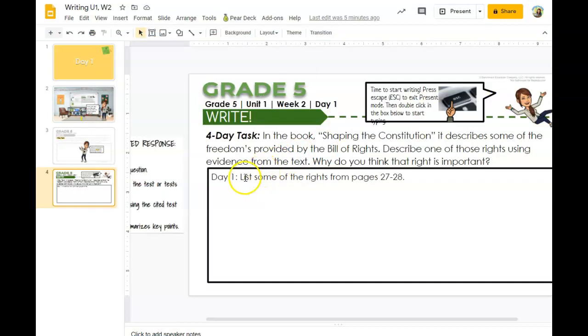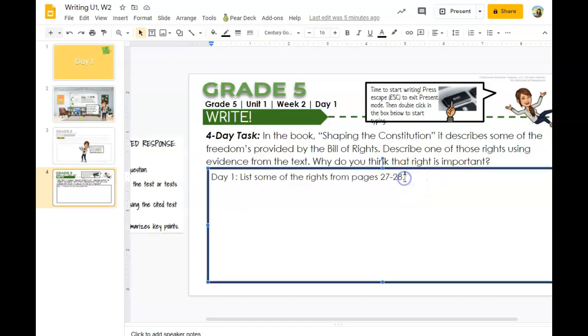On day 1, all you're supposed to do is list some of the rights from those pages. So what were a few of the rights that we talked about? You're going to go ahead now and write down some of those. So I will do the first one for you. The right of free speech. What other ones can you remember? Make sure you turn this assignment in when you're done.